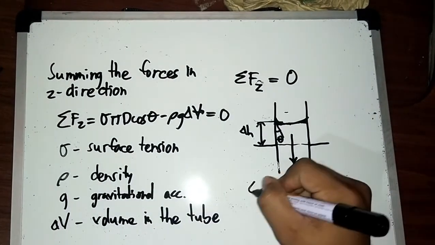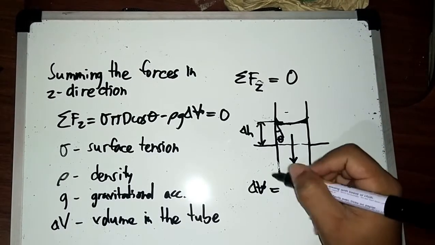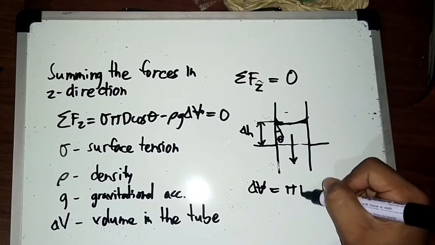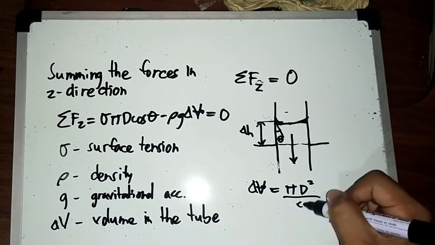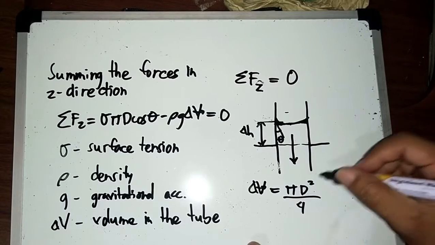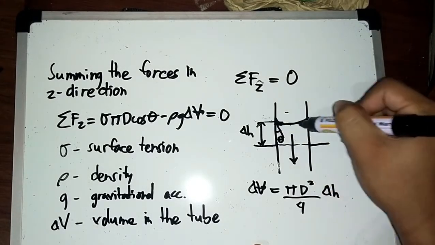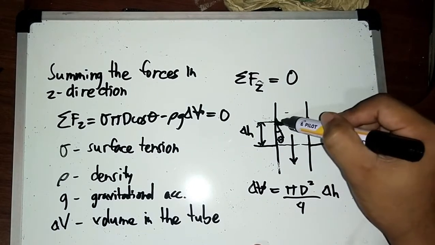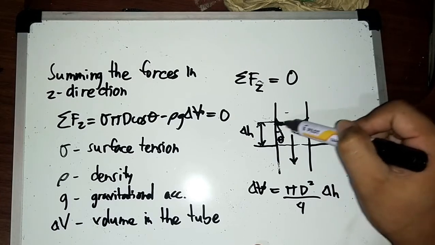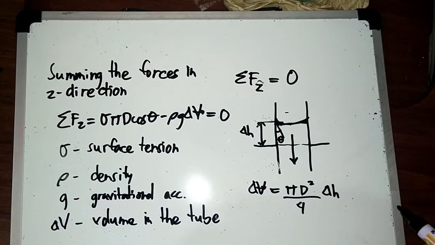So we'll have delta V. The volume inside the tube is equal to pi times the diameter inside the tube squared divided by 4. So this is the cross-sectional area times the difference in elevation, or the height, at the center. We will assume or neglect the volume of the meniscus region.